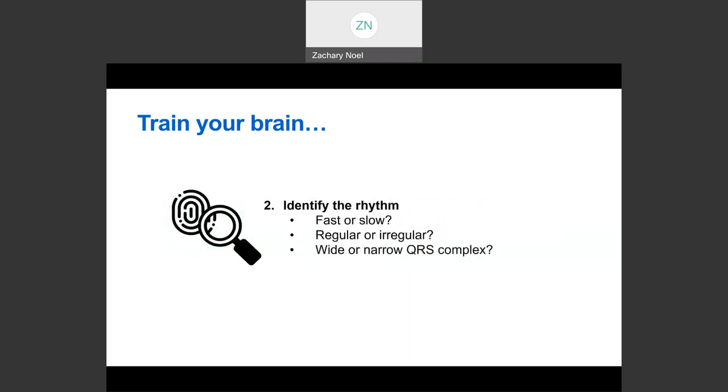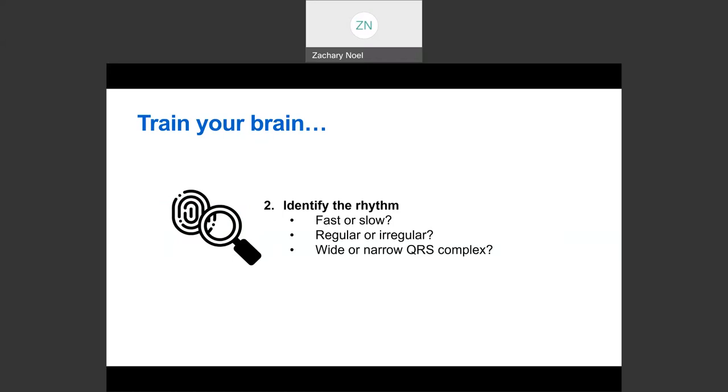So the second part of this is identifying the rhythm. To be honest, there are really just 3 very simple, straightforward questions that you need to ask yourself when you're identifying the rhythm. Is it fast or slow? Is it regular or irregular? And is it wide or narrow? The fast or slow part I'm not going to cover in this because I think it's what we're probably most comfortable with. I want to focus on the regular or irregular and the wide or the narrow QRS complex.